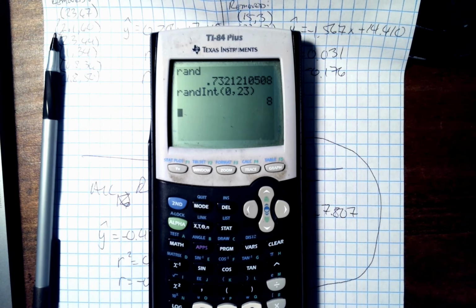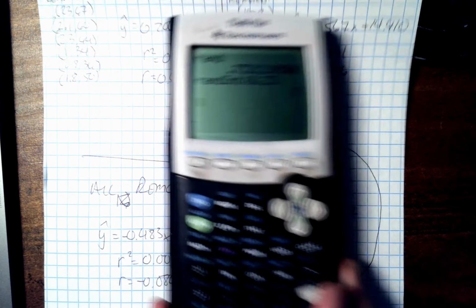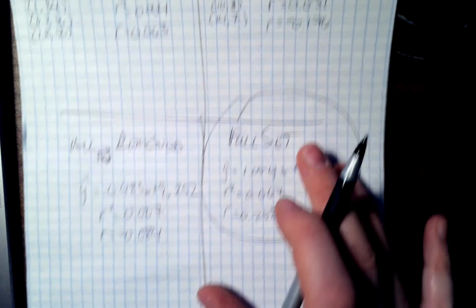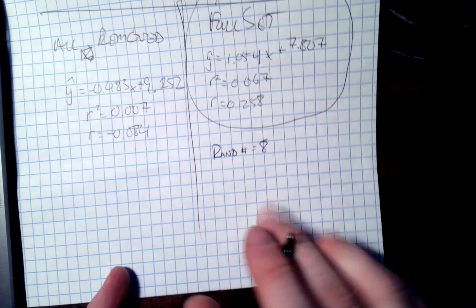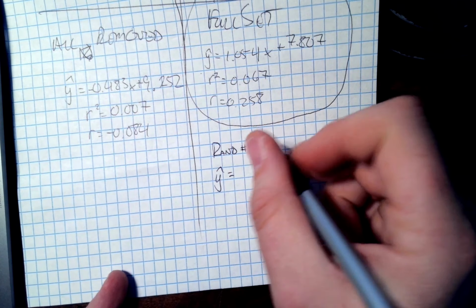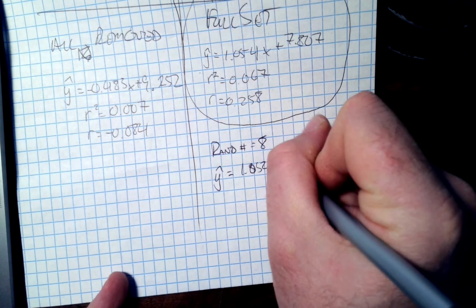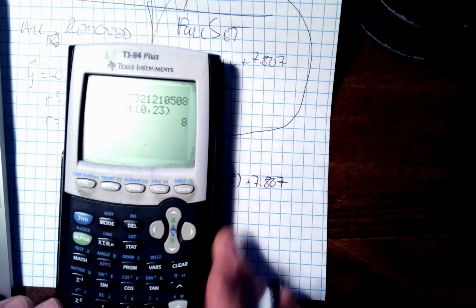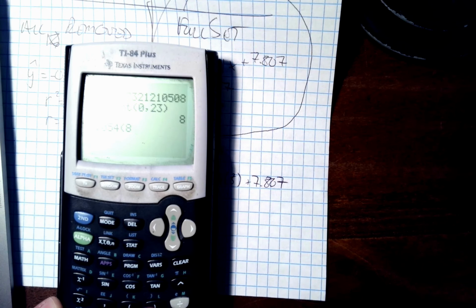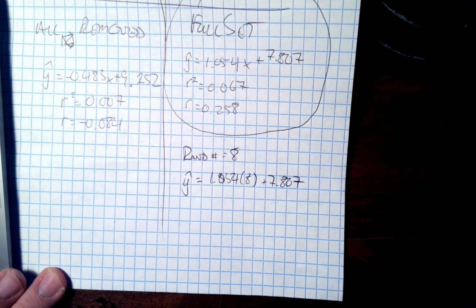Okay, what if somebody lived 8 miles away from school? I'm going to use that number. So now that I've got my random number selected, that means that if a person lived 8 miles away from school, I would get 1.054 times 8 plus 7.807 absences or tardies. 1.054 times 8 plus 7.807 means that they would probably be absent or tardy about 16 times.